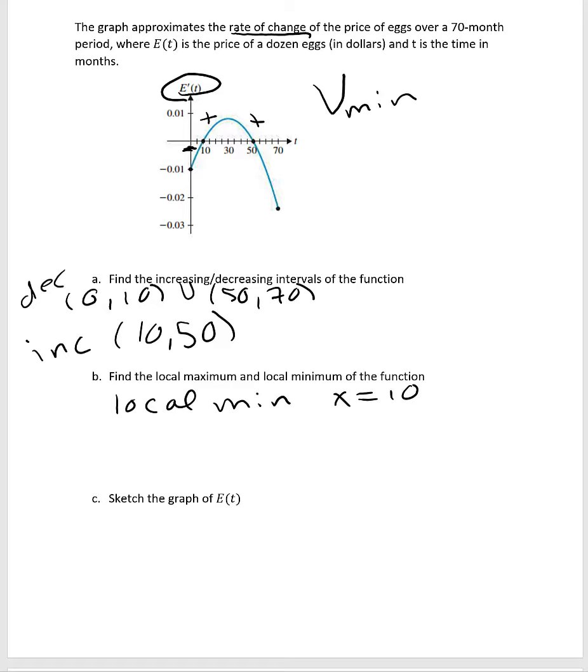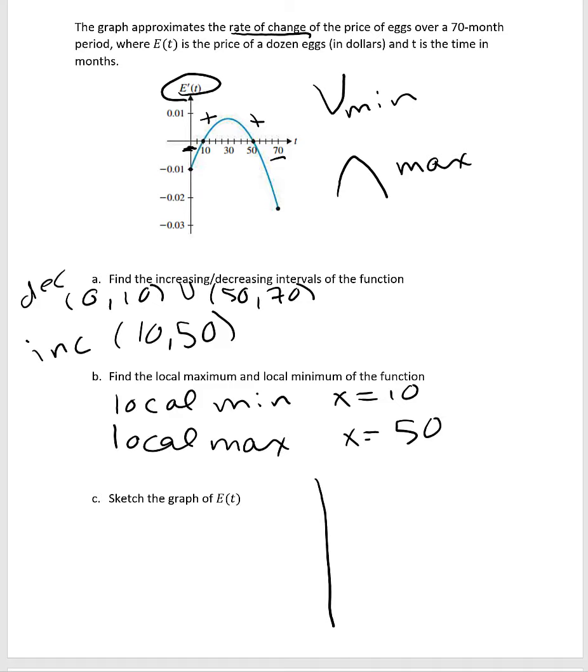And then it was positive to negative, so up and then down. There's a max, and that's at 50. So we have a local max when x equals 50. Again, we're asked to sketch, and we're sketching the graph of E of t.